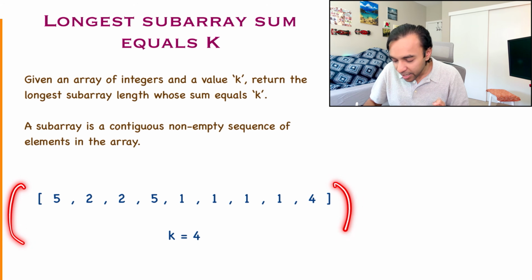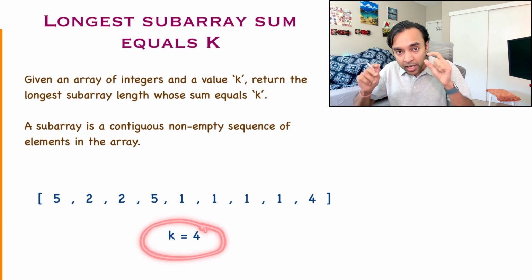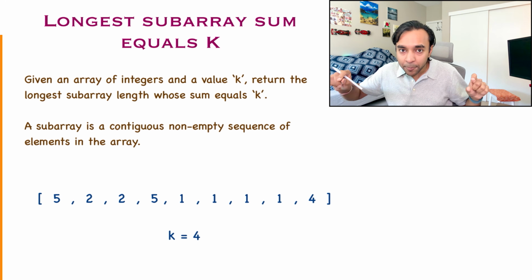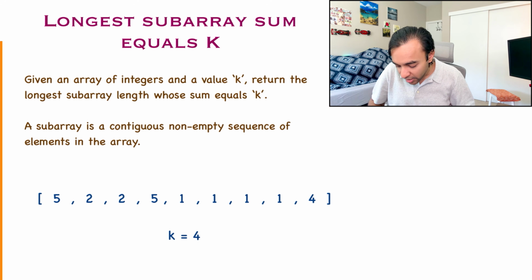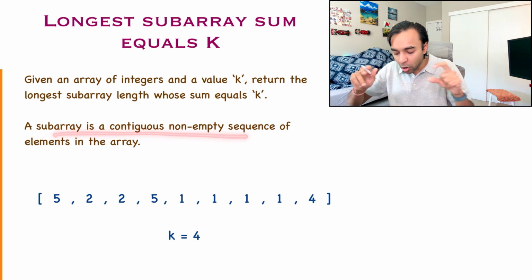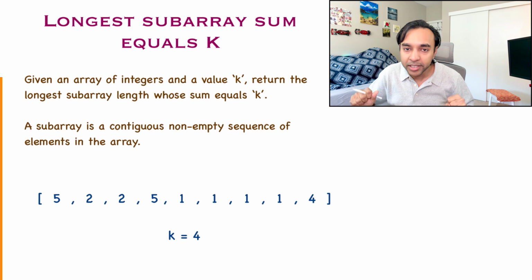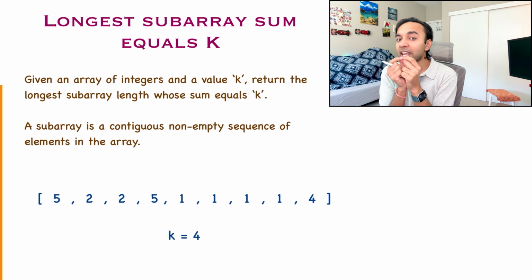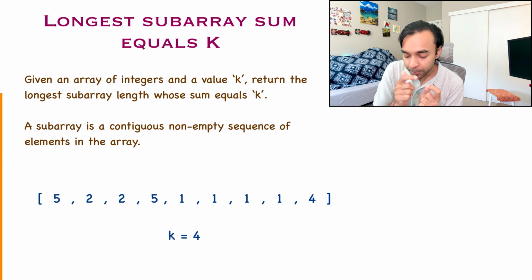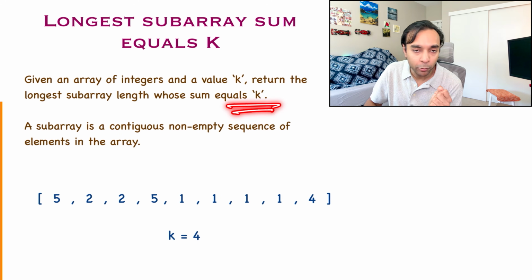For example, I am given this particular array and this is the value of k. Now, this particular array can have a lot of sub-arrays. For example, 5, 2 is a sub-array, 2, 5, 1 is a sub-array. Basically, a sub-array is a contiguous non-empty sequence of the elements in the array. Find the length of the longest sub-array such that the sum equals k, where k is 4 right now.